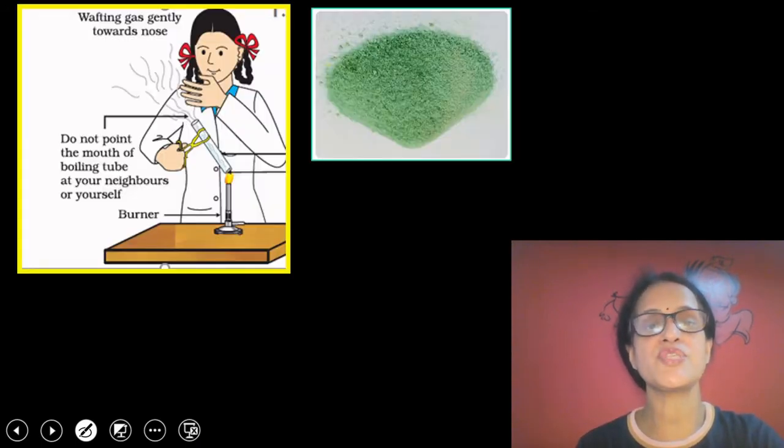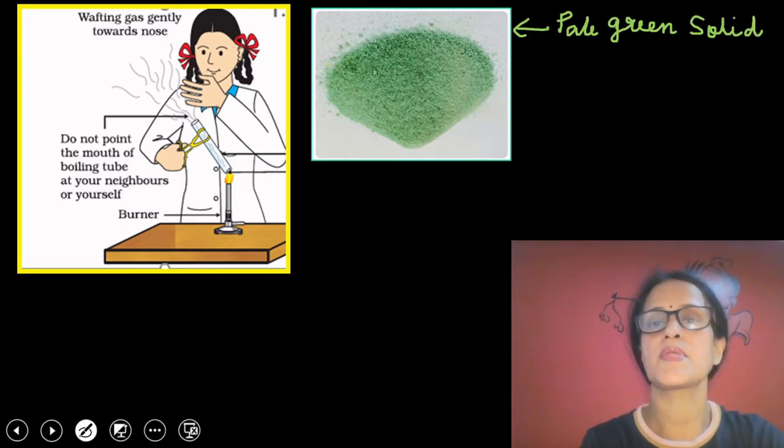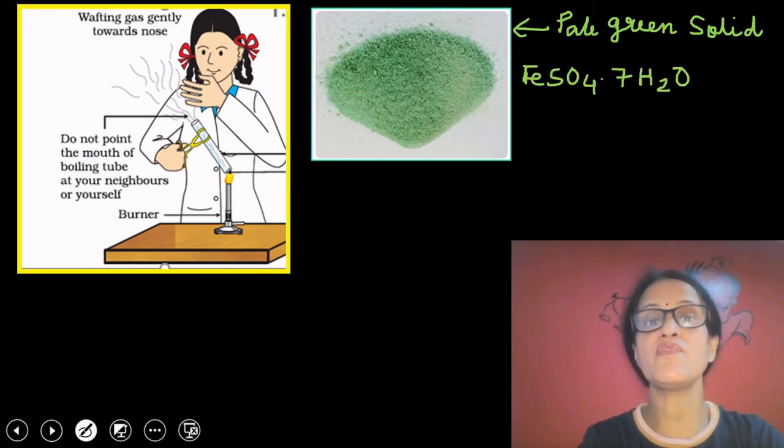So in this activity, we will take ferrous sulfate. Students, ferrous sulfate is a pale green color solid. Its formula is FeSO4.7H2O. You must be thinking why 7H2O is written here.